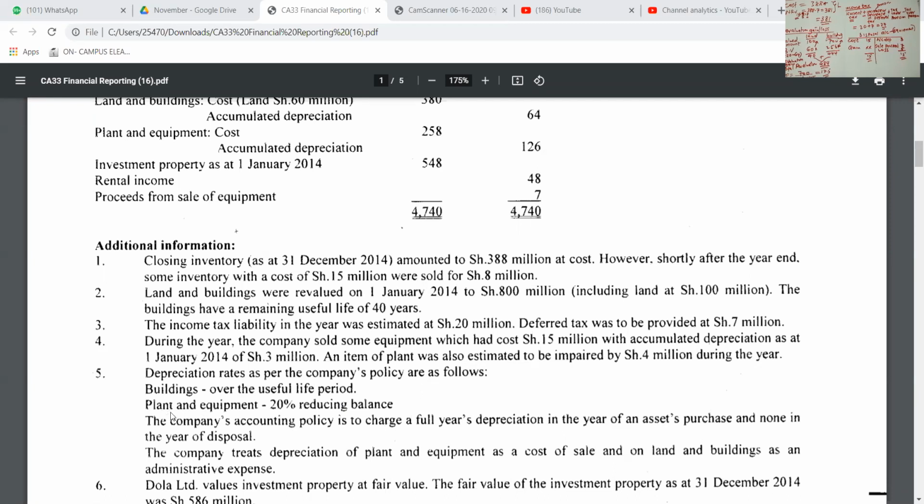Note 5 again, after building, we have plant and equipment at 20% reducing balance method. So we have to do that. But what you need to know is that there was an equipment which was disposed. Never forget that. So on this one, they need plant and equipment depreciation using the reducing balance method.